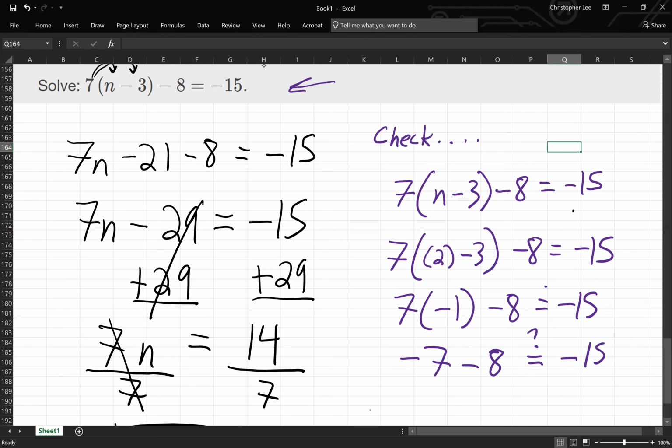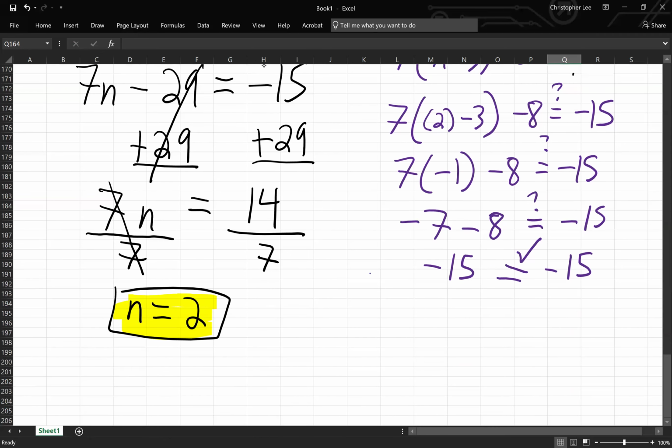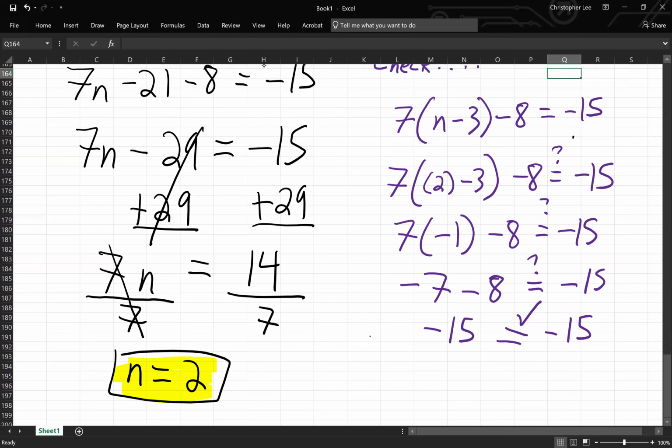You know what? I should put a question mark on all of these, right? Because it's allegedly. I don't know if the answer is true or not, right? -7 minus 8 is what? -15. Right? So now I have negative 15 is in fact negative 15. The left equals the right. Therefore, I know that the answer that I found of n equals 2 is the correct answer. This is how you check an answer, right? Long story short, you plug it in.